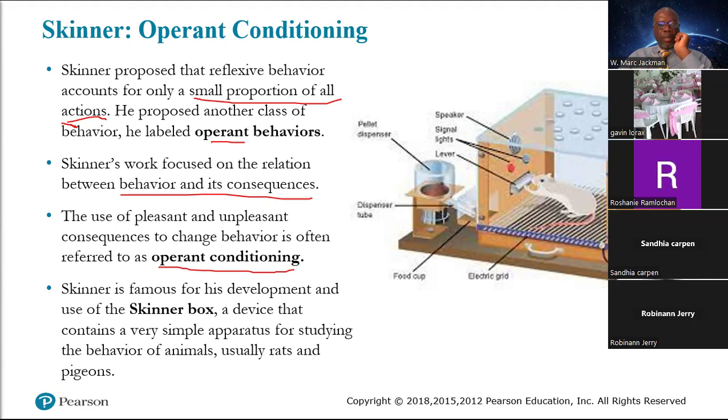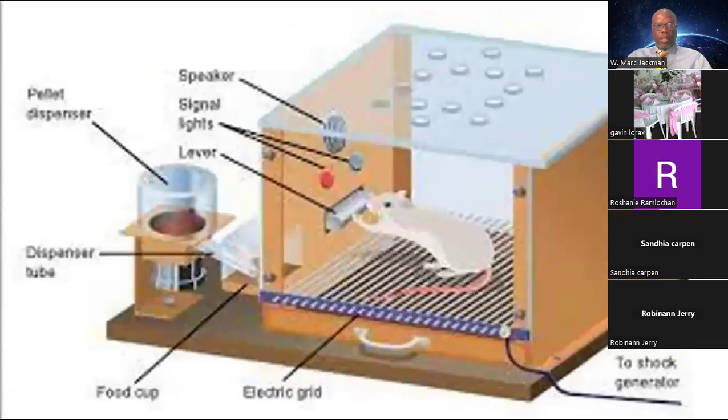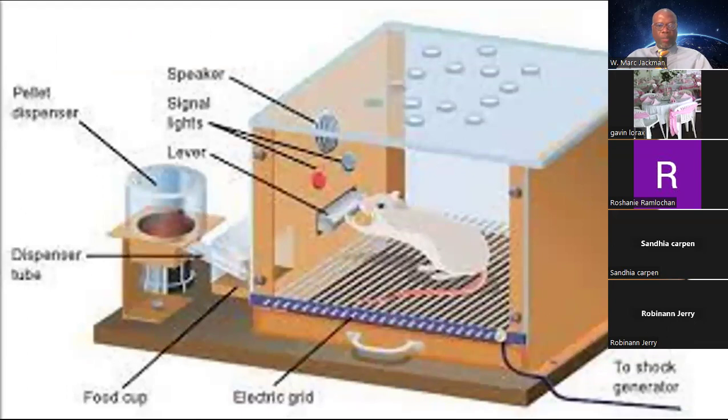So he did his development in what is called the Skinner box. It's a device that contains simple apparatus for studying animal behaviors, usually rats and pigeons. What you're seeing in this picture of the Skinner box is a speaker, lights, a red light and a green light, a lever to press, and a pellet dispenser. These rats and the animals that he worked with would usually be kept at about a third below their body weight, so they were basically hungry. So they had to do the different actions to be fed.